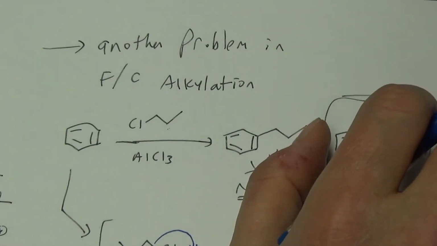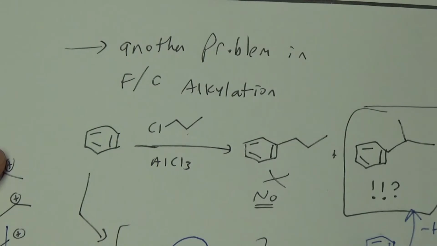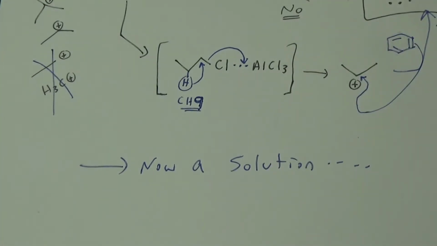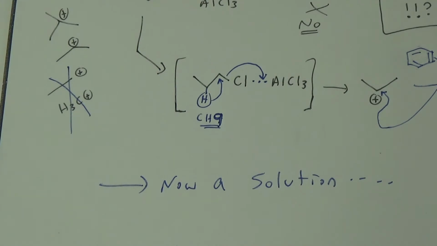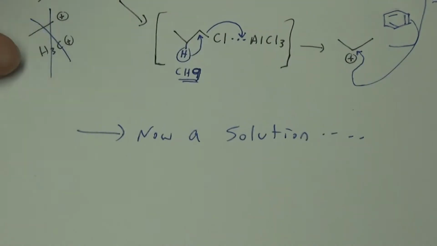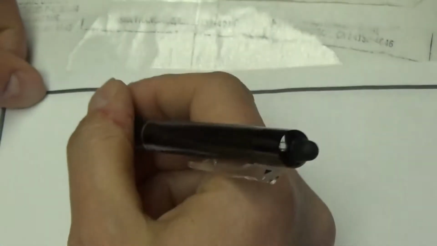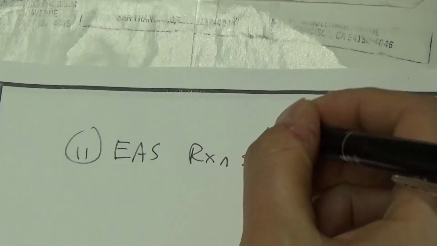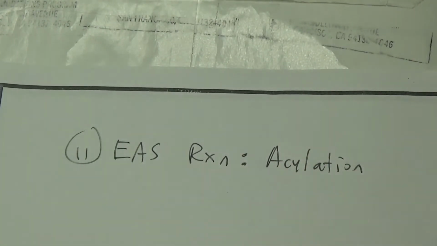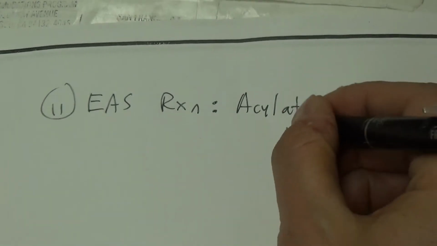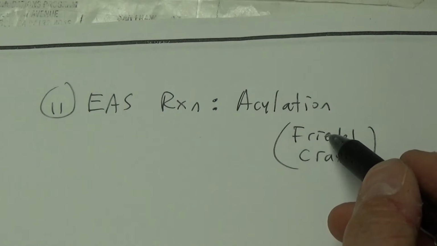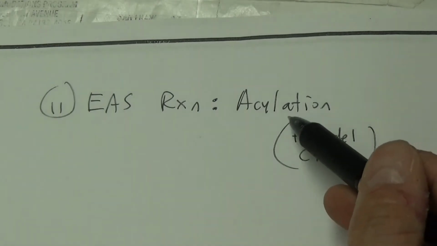Okay, so now the solution. What's the solution? Last reaction for this chapter, and then we go into chapter 16. So this is one more EAS reaction. This one is called acylation, and it's also a Friedel-Crafts reaction. So we got alkylation, which we just learned about, which is Friedel-Crafts, and then we have acylation, Friedel-Crafts.